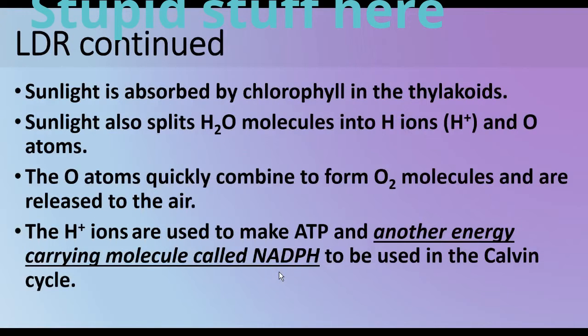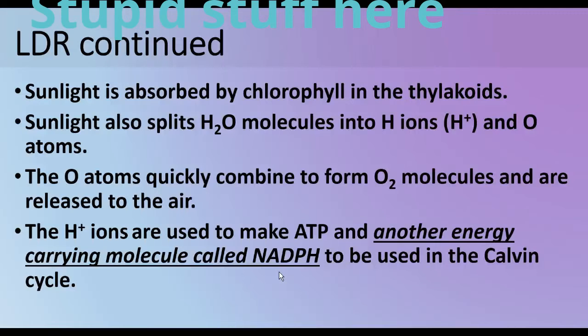So here's what sunlight does. Sunlight does a couple things. First of all, chlorophyll absorbs sunlight, and we'll talk about that in class. The power of the sunlight splits the water molecules into hydrogen ions and oxygen atoms. The oxygen quickly combine and form O2 molecules, and they're released to the atmosphere. So when we say plants make oxygen, this is how it does it.